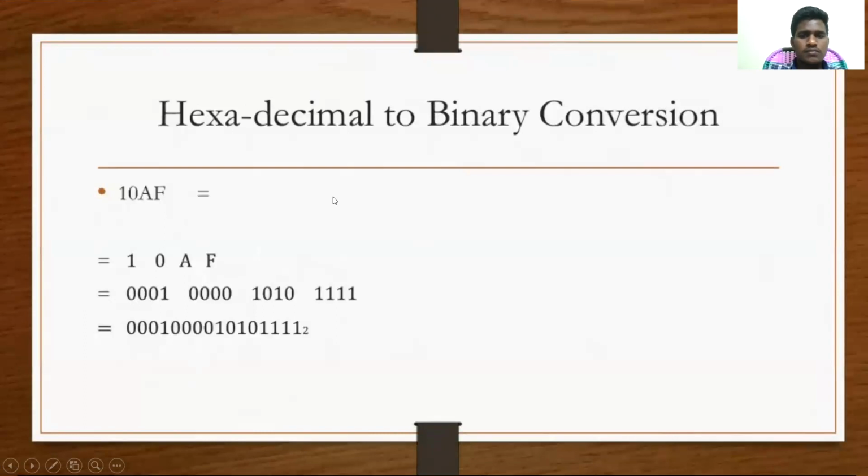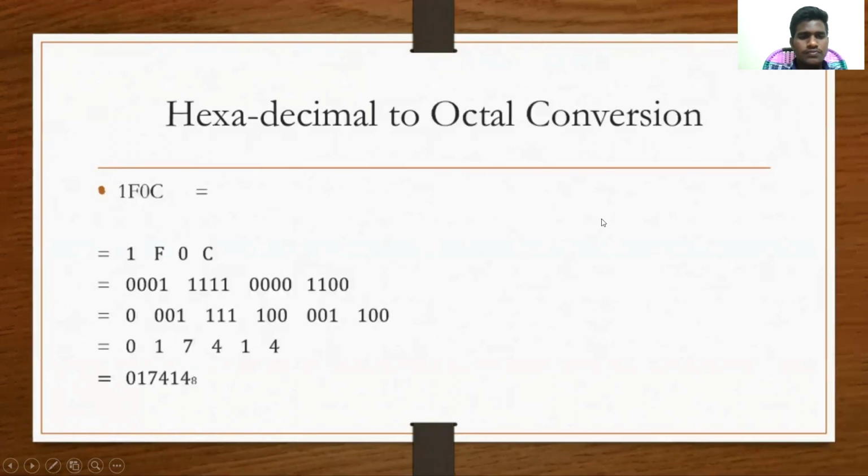Hexadecimal to binary conversion: 10AF. Here 10AF is given. F means what? 15. A value is 10, 0 is 0, 1 is 1. So combining all these values will give the binary value of this 10AF.